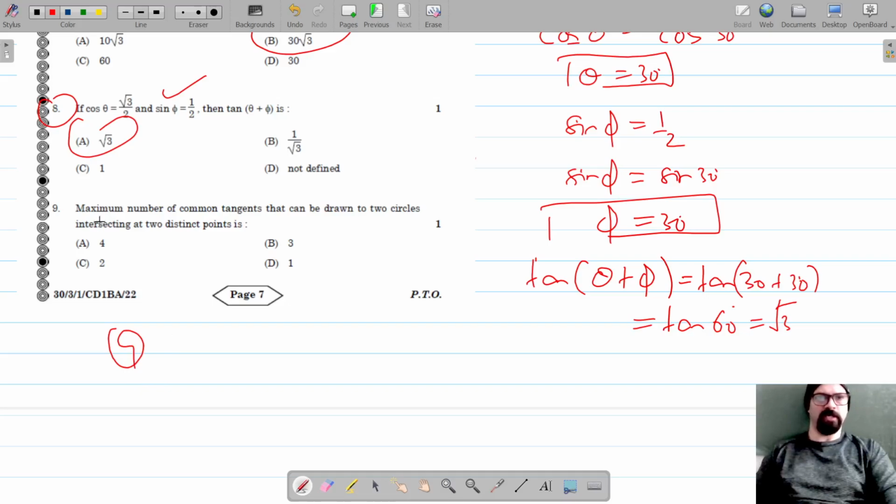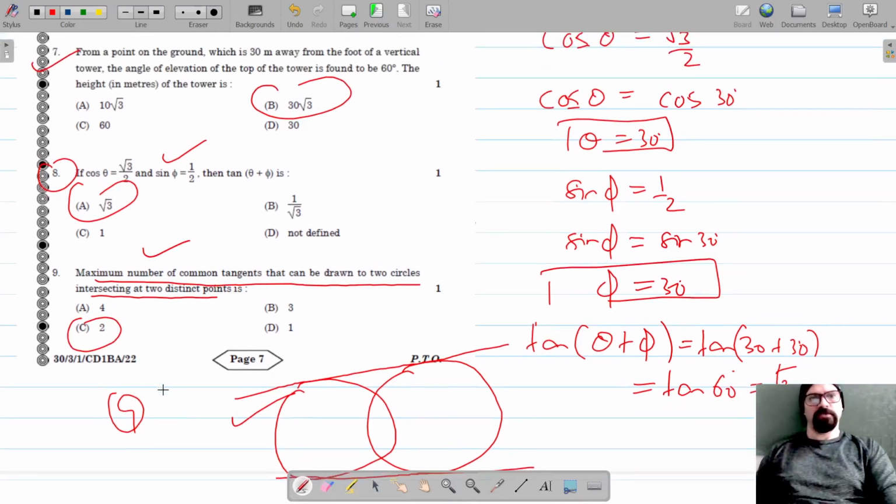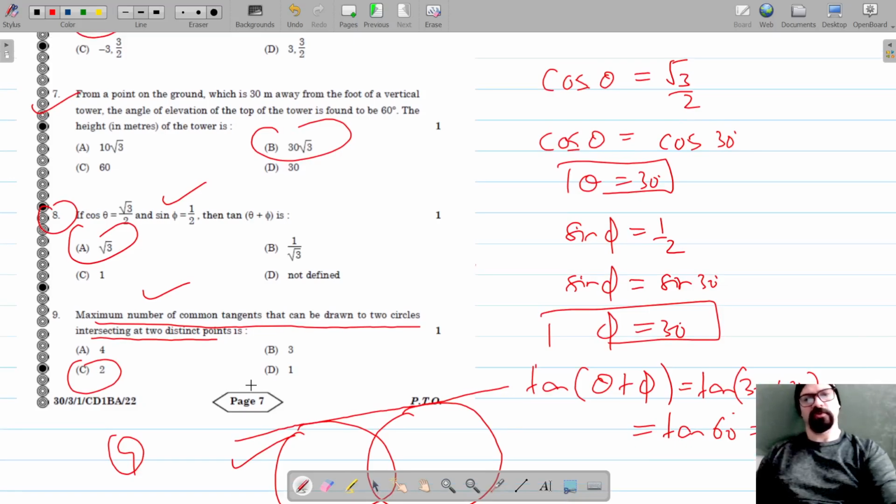Next one is question number 9. We have to find the maximum number of tangents that can be drawn to two circles intersecting at two distinct points. So two circles intersecting at two distinct points will be like this, and we have to find the maximum number of common tangents. So one common tangent will be here, and one common tangent will be here. So there are a maximum of two common tangents. So this is option C, 2. 2 can be the maximum number of common tangents that can be drawn to two circles intersecting at two distinct points. Let's move on to the next one.